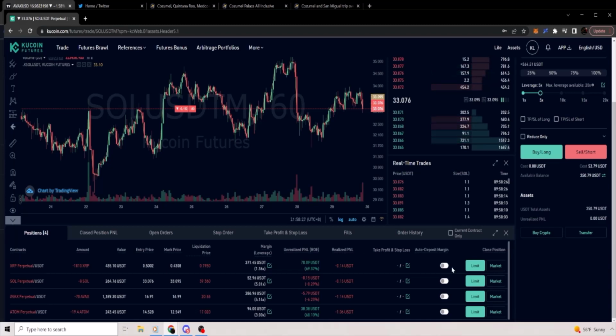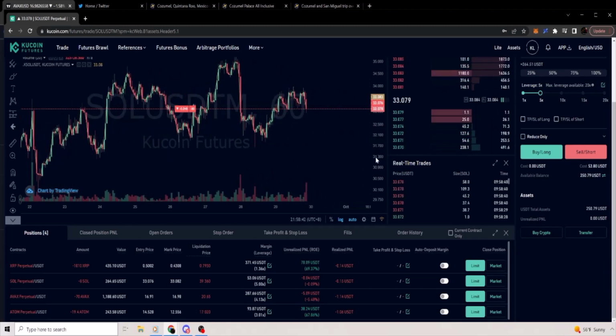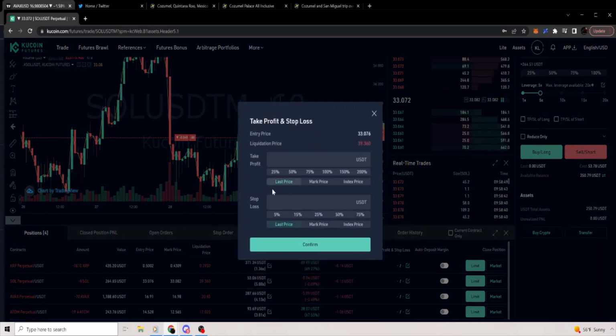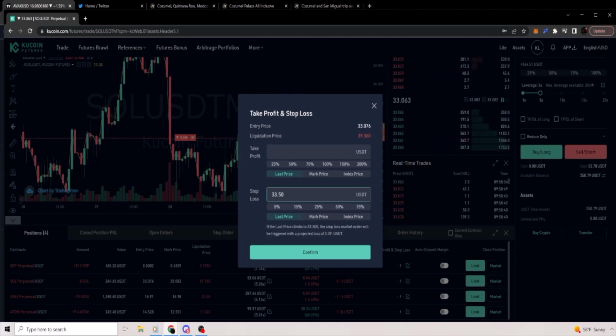So what I'm going to do now is take profit and stop loss, right? So for Solana here, I'm looking at this chart and I said, you know what? I don't want it to go past 33.50, 33.55, somewhere around in here is where I'd like to stop, because, you know, hey, look, that's too much for me and I don't want to lose any more money. So let's do 33.5 as our stop loss. So we'll click right here and we'll go to stop loss and we'll type in 33.50.